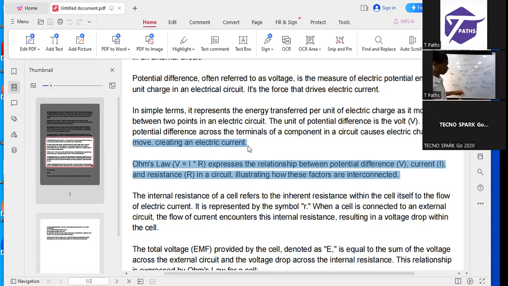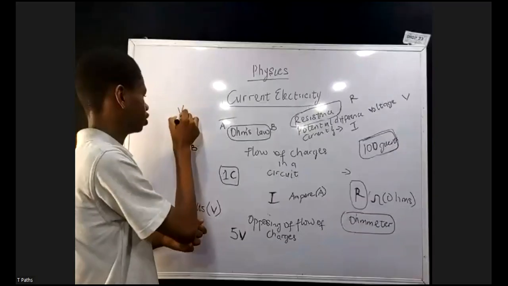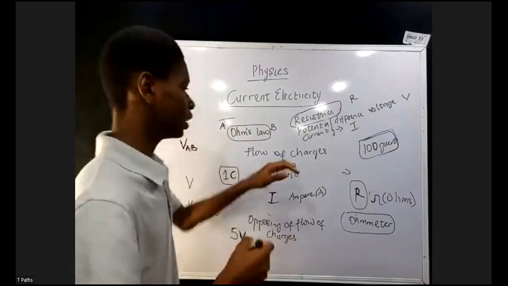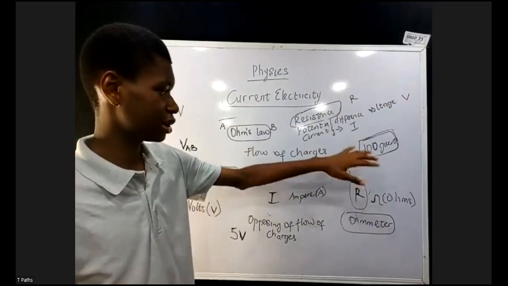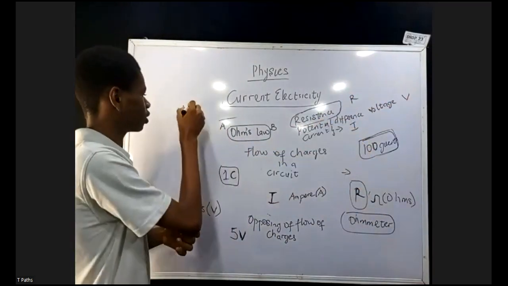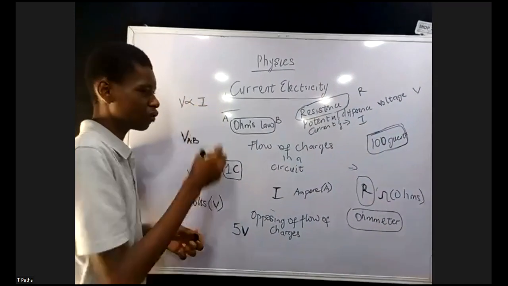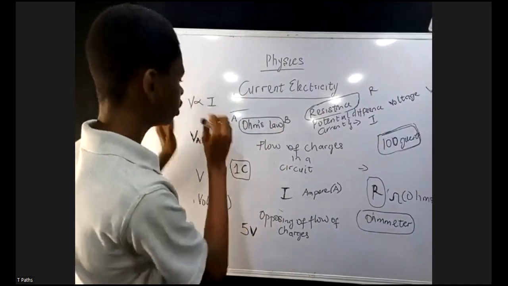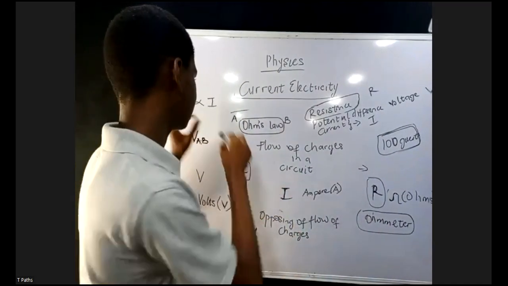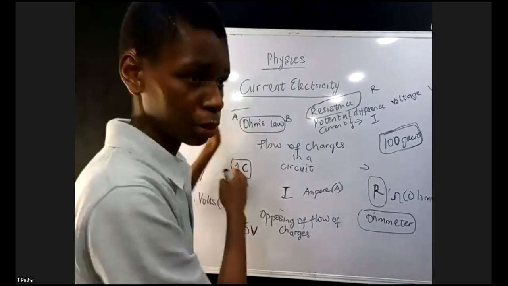Ohm's law states that the voltage of an electric circuit is directly proportional to the current, provided the temperature and all other quantities remain constant. I think we all know variation. So the voltage of an electric circuit is directly proportional to the current, provided that the temperature and all other physical properties remain constant. When all other properties like temperature and pressure are constant, then the voltage is directly proportional to the current.